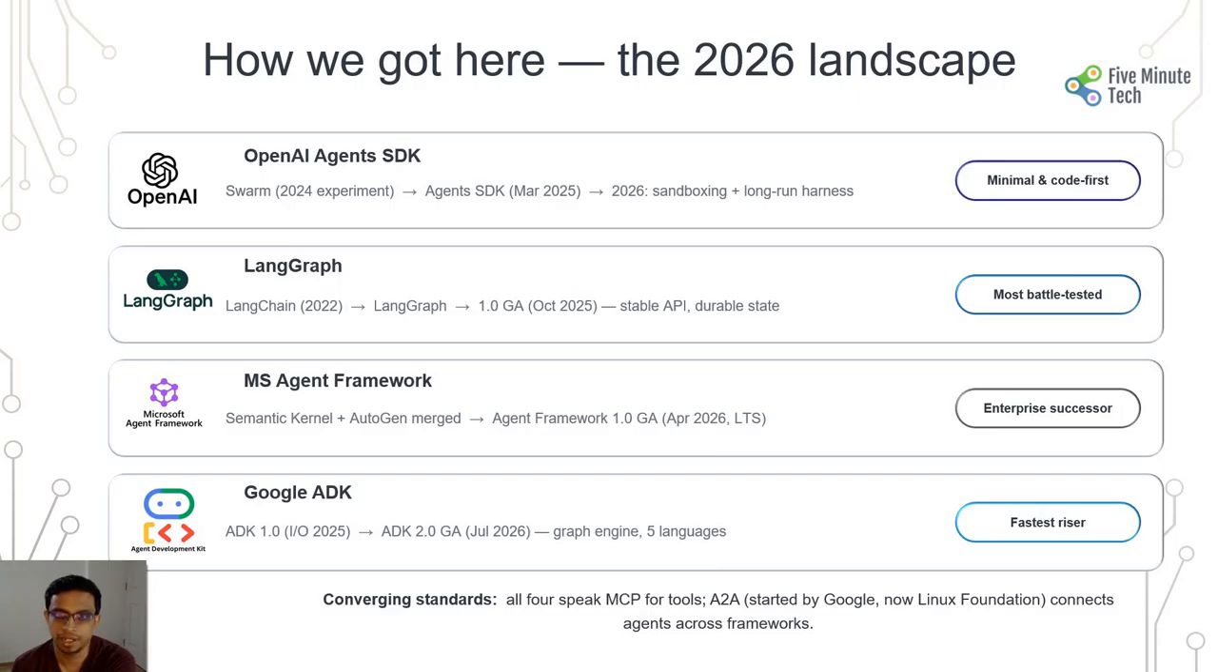And then we have LangGraph. LangChain was there in 2022, followed by LangGraph, and then the 1.0 GA was released in October 2025, which brought a stable API and durable state. The Microsoft Agent Framework started with Semantic Kernel and AutoGen, which were merged to create the Agent Framework 1.0 GA. It is in general availability as of April 2026, with long-term support.